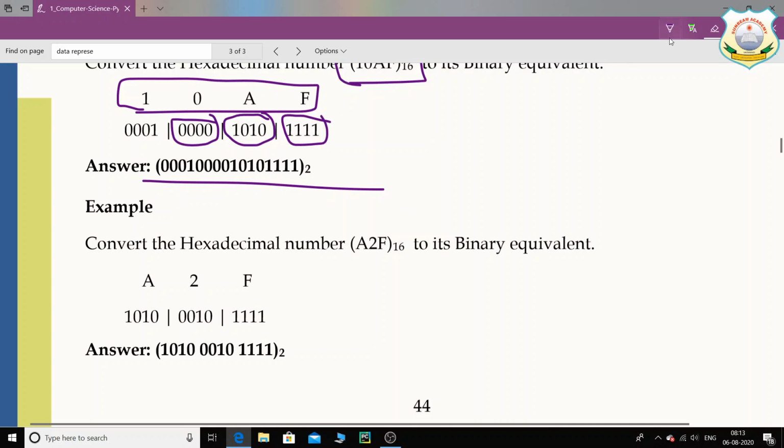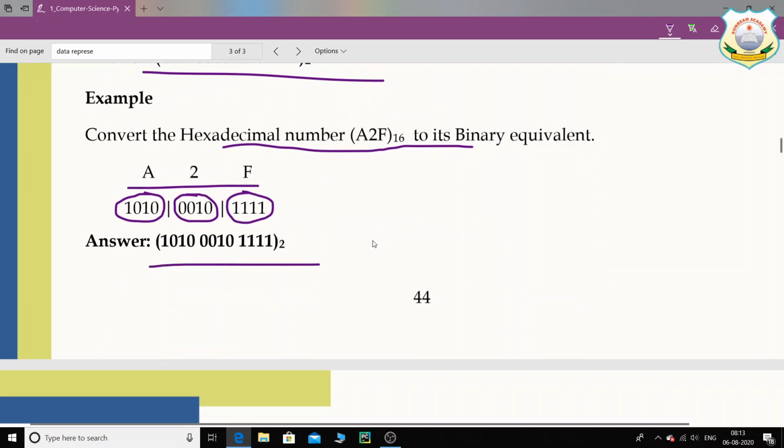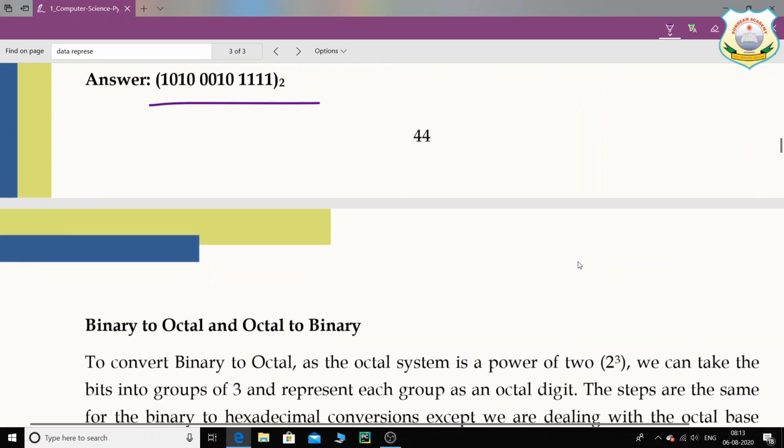Okay, then we have to convert this hexadecimal number, that is A to F. A is 10, you can see this is the binary 1010. This is 2, 4-bit 2, that is 0010, and this is 15, and that's the answer. So this is also done, children.